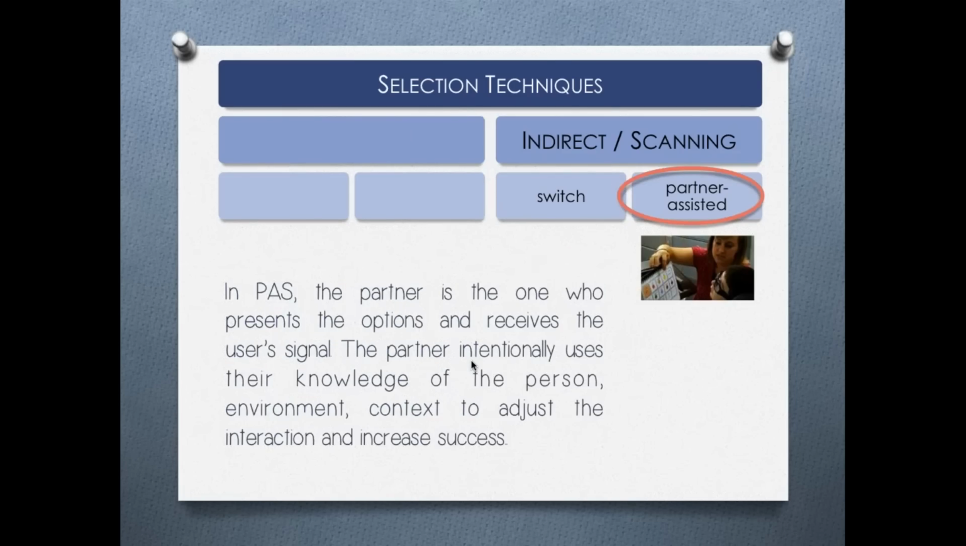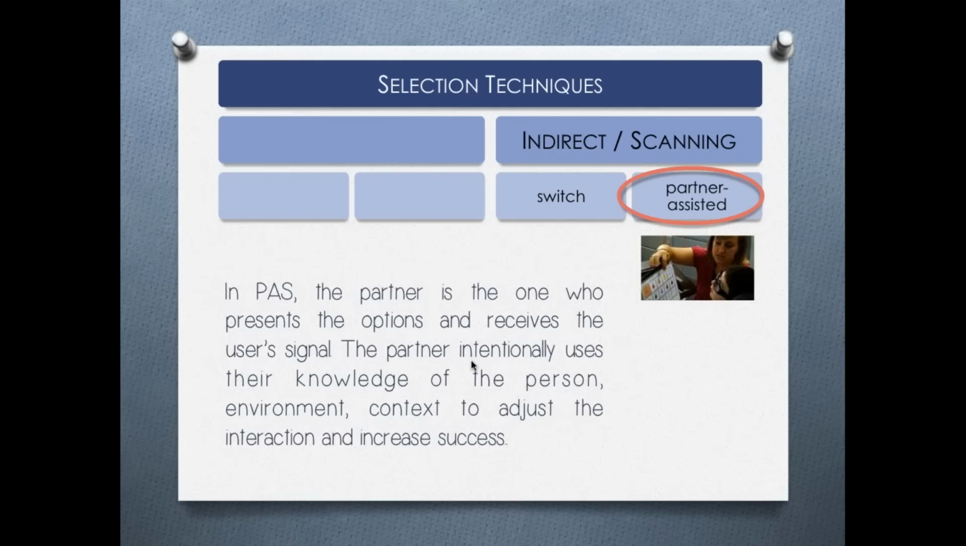Okay, and then the last selection technique is going to be partner-assisted scanning. In PAS, or partner-assisted scanning, the partner is the one who presents the options and who receives or responds to the user's motor signal. So the partner is intentionally using their knowledge of this person, of the environment, of the context, and they're adjusting the interaction to increase success.